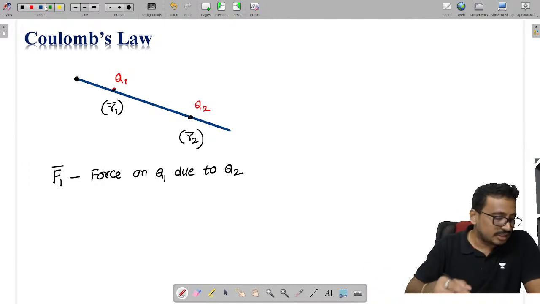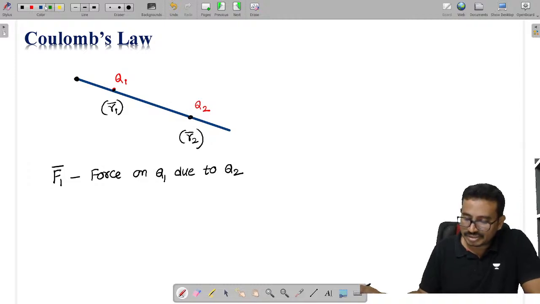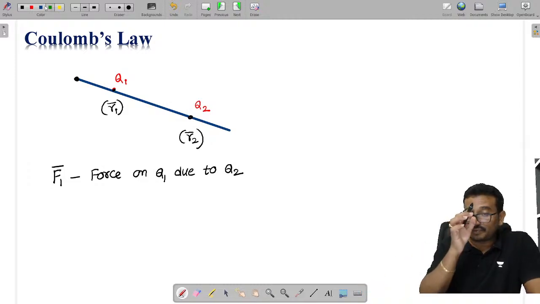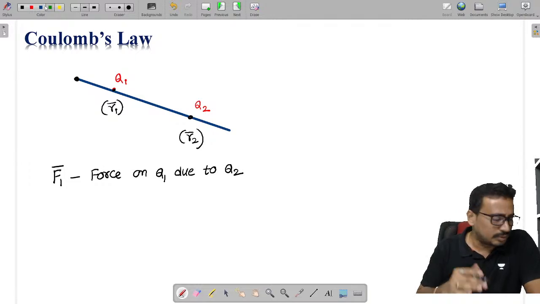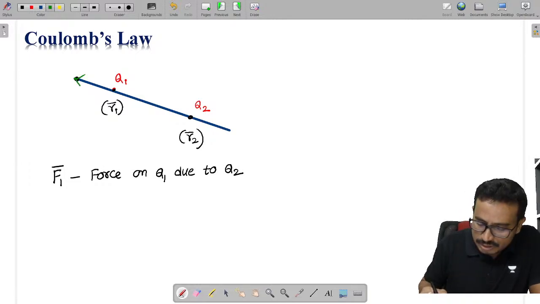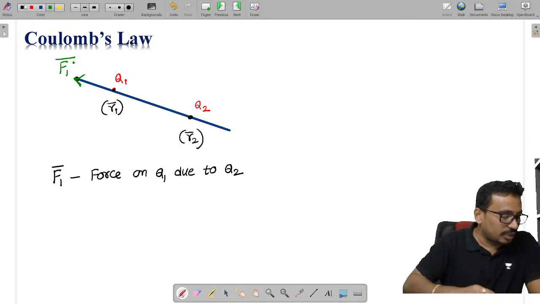The source for electric field is a charge. F1 is the force on Q1 due to Q2. I am calling this force F1 bar.